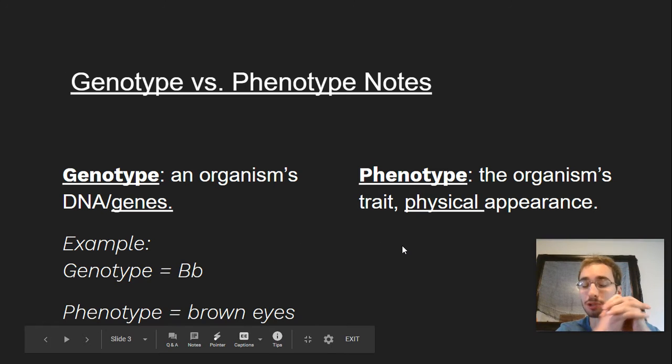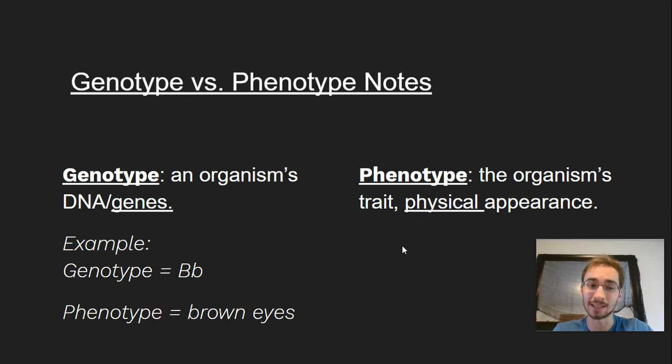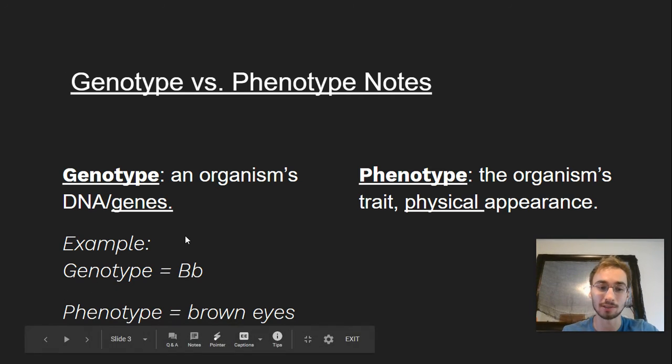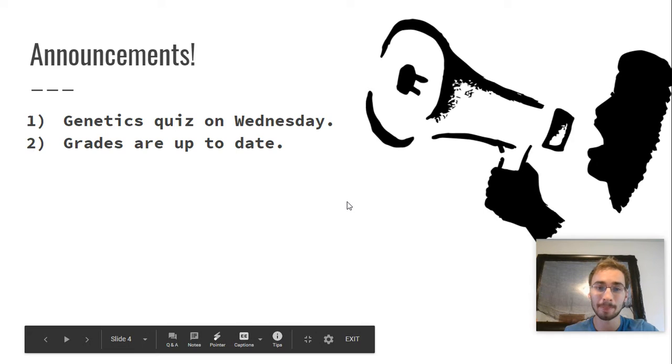Next, so remember, genotype is an organism's DNA or genes. That's why it's called genotype. And then phenotype has to do with physical appearance, so your physical traits. For example, for genotype, you give them the letters, like big B, little b, and then the phenotype would be you actually get brown eyes from this genotype.